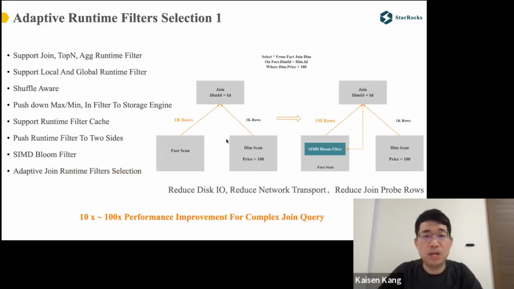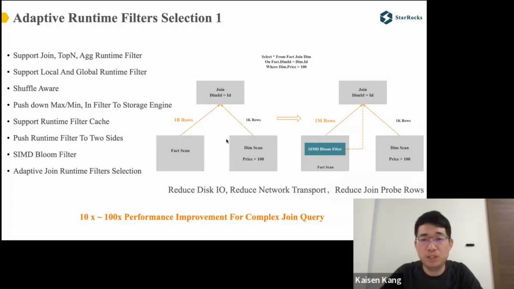Next, let's look at another case of adaptive execution: adaptive runtime filter selection. First, let's quickly understand what a runtime filter is. In some papers, a runtime filter is also called sideways information passing. The figure is a simple schematic diagram of a join runtime filter.